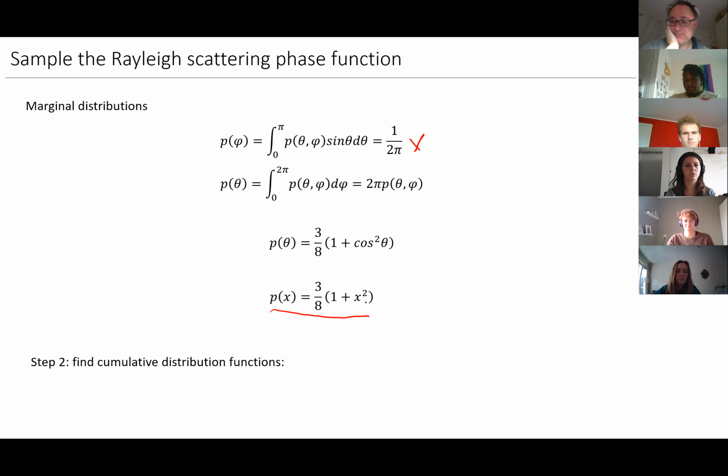Any thoughts? Yeah, we have to do an integral again over some interval, right? And the integral is over the argument of the function. Yeah.